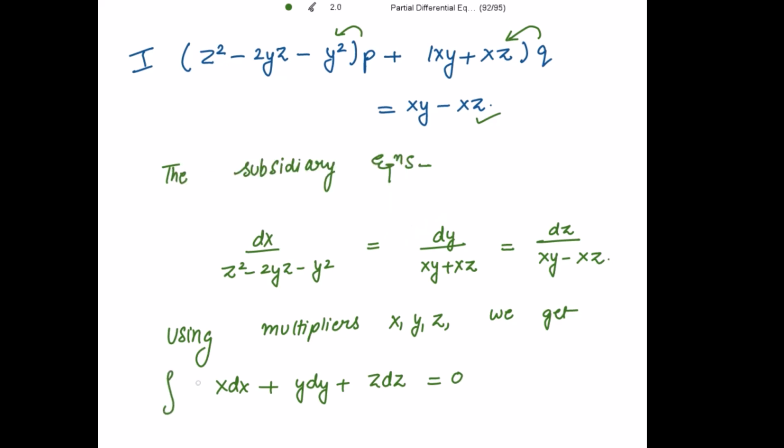So integrating both the sides, we get x square divided by 2 plus y square divided by 2 plus z square divided by 2 equal to a constant, let's say c. This further implies we can take 2 to the other side: x square plus y square plus z square equal to 2c, and let me take this constant to be c1, where c1 is 2c. c1 is constant. So this is one way of getting the solution.